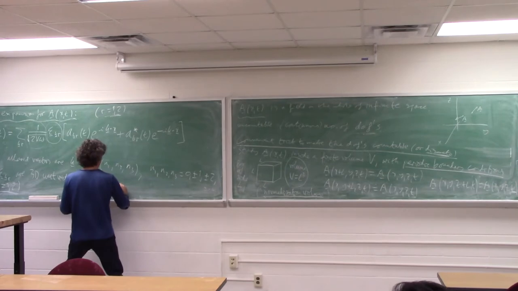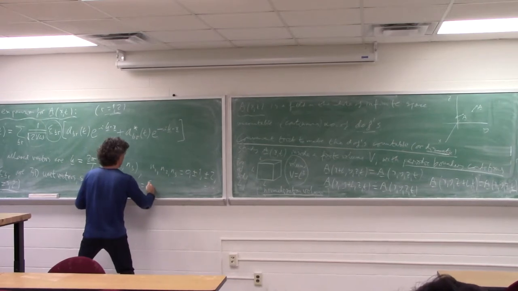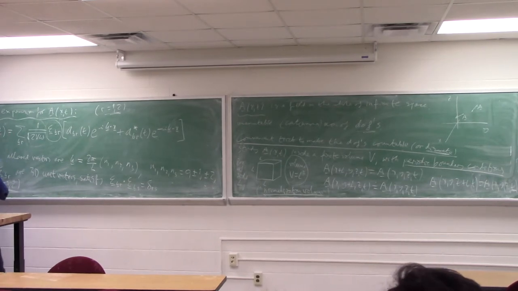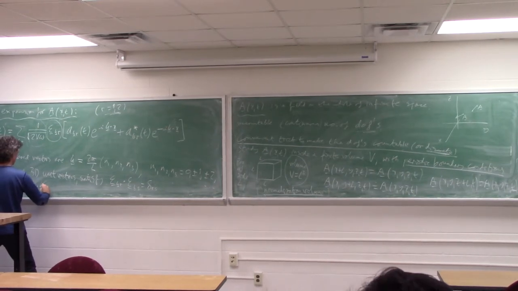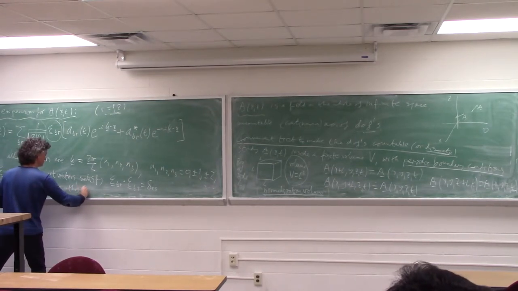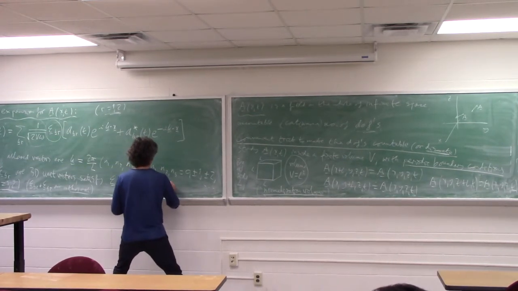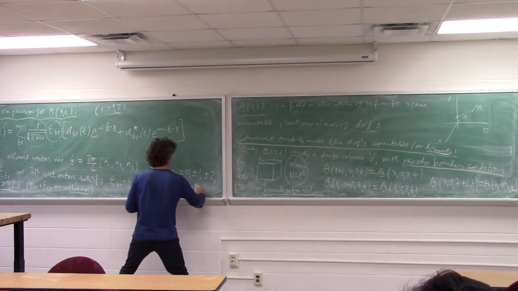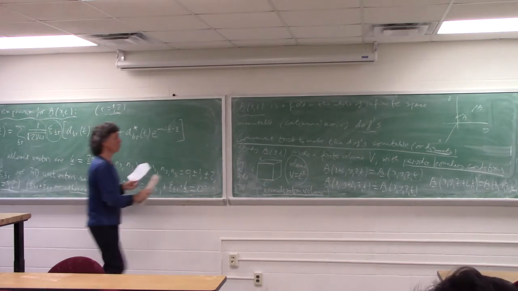That epsilon kr dotted with epsilon ks is delta rs. What does that mean? It just means that these are orthogonal. So epsilon k1 and epsilon k2 are orthogonal, and epsilon kr dotted with k is equal to zero. So they are orthogonal to k.